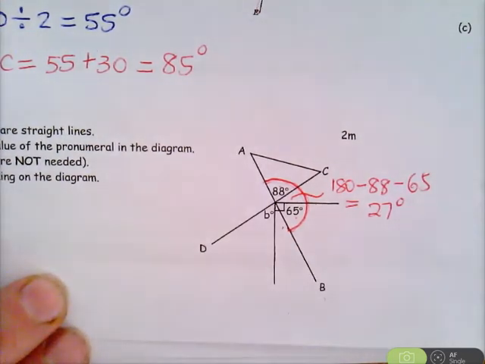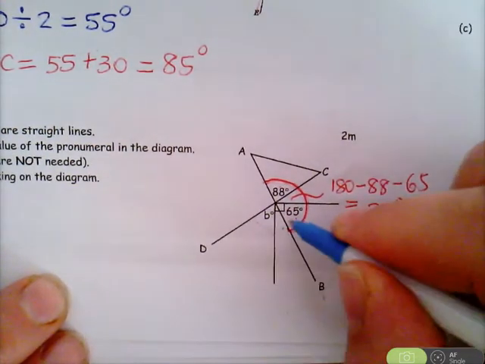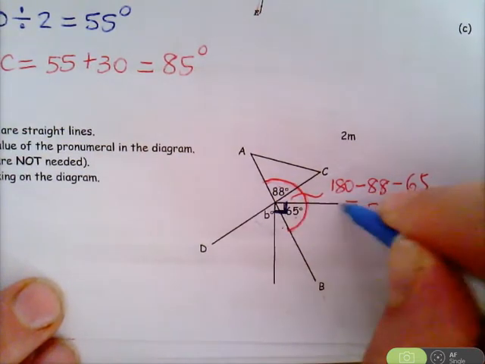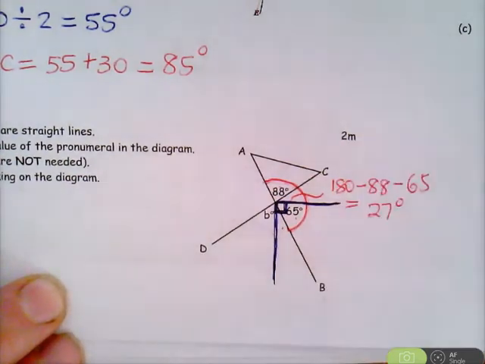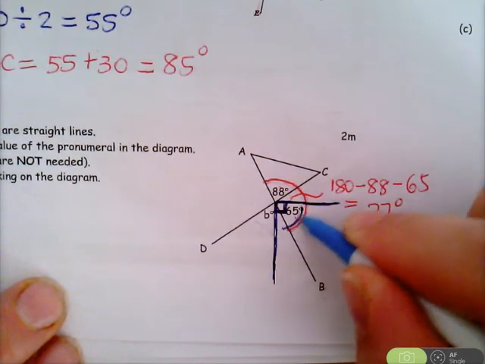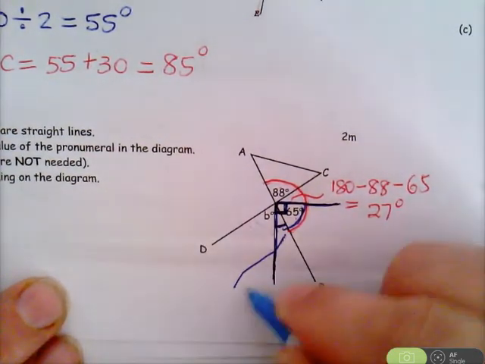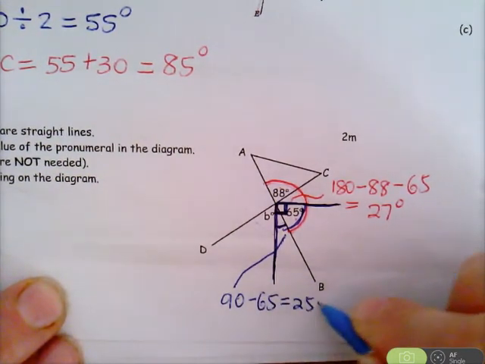Now, I also notice, I'm trying to work out B here, and it's all the way over there. But here, this whole blue thing that I'm tracing over here is a right angle. So I've got a right angle here, and part of that right angle is 65. So this missing bit, this little angle in here, is 90 take away 65, which is 25.